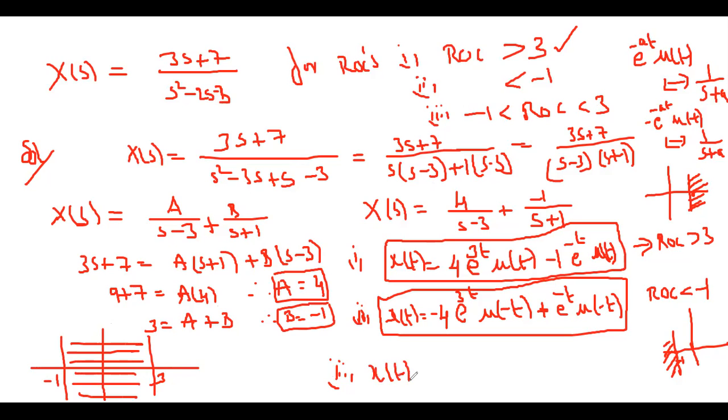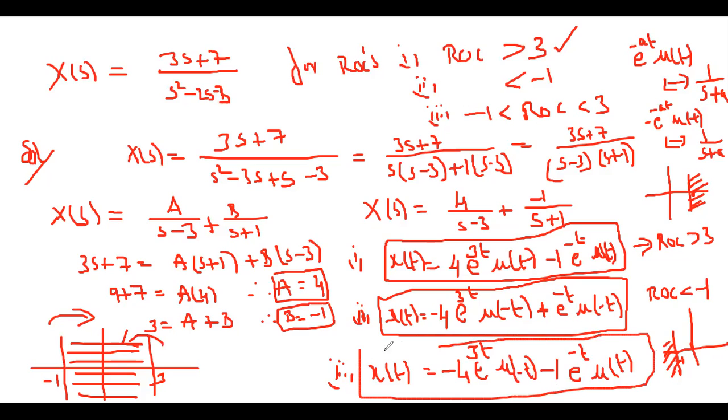So the first value is 3. Because the 3 is less than, you can write here minus 4 e power 3t mu of minus t. But 1 is greater than, towards the positive real axis. The 3 value is towards the negative real axis. So the 3 value you can write as negative real axis values and the 1 we can write as positive real axis. So e power minus t mu of t I am writing. Here it is mu of minus t for the 3 term. Remember my students, it is mu of minus t. Got it? This is the third ROC.